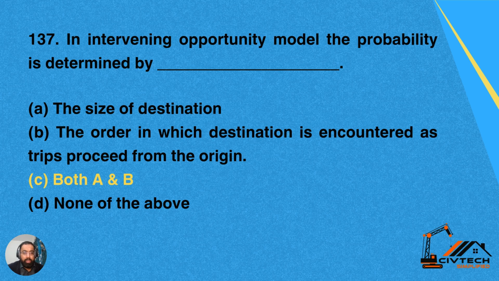137. In intervening opportunity model, the probability is determined by dash. Option A, size of destination. Option B, the order in which destination is encountered as trips proceed from the origin. Option C, both A and B. Option D, none of the above. So both A and B are the correct answer: the size of destination as well as the order in which destination is encountered as trips proceed from the origin.